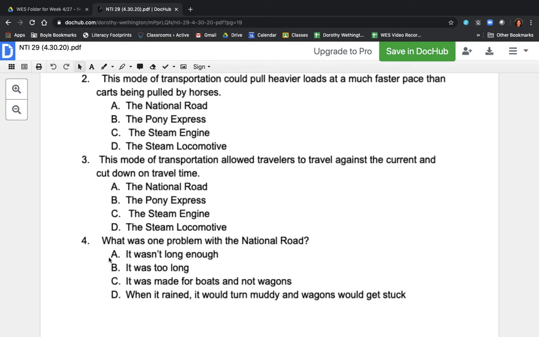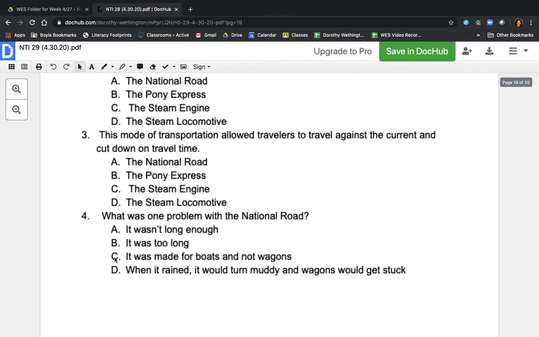Question 4. What was one problem with the National Road? A. It wasn't long enough. B. It was too long. C. It was made for boats and not wagons. Or D. When it rained, it would turn muddy and wagons would get stuck.